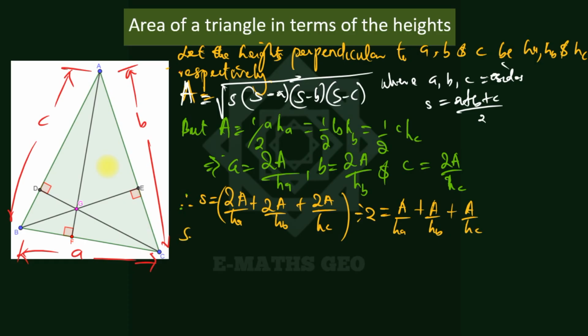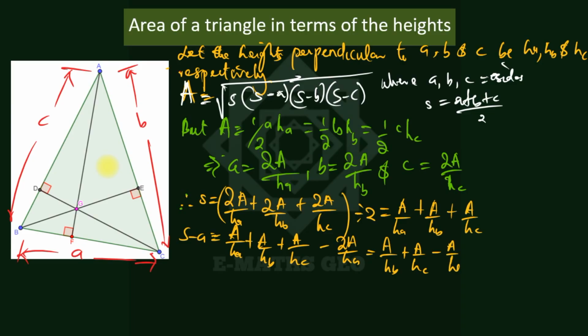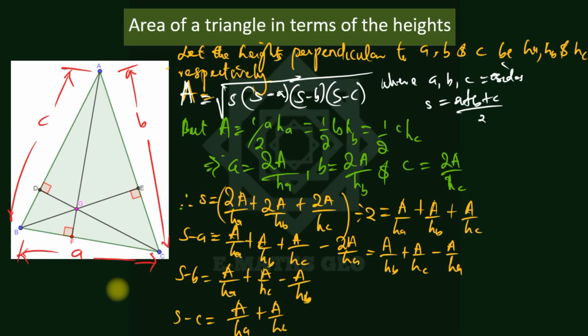Then if we subtract the sides from the semi-perimeter, S minus A is A/HA + A/HB + A/HC minus 2A/HA, making it A/HB + A/HC - A/HA. If we do the same for B, S minus B will give us A/HA + A/HC - A/HB. The same for C, S minus C is A/HA + A/HB - A/HC.